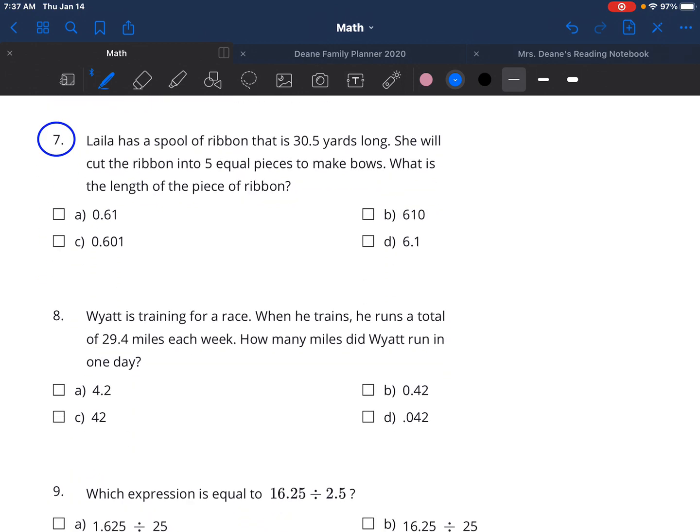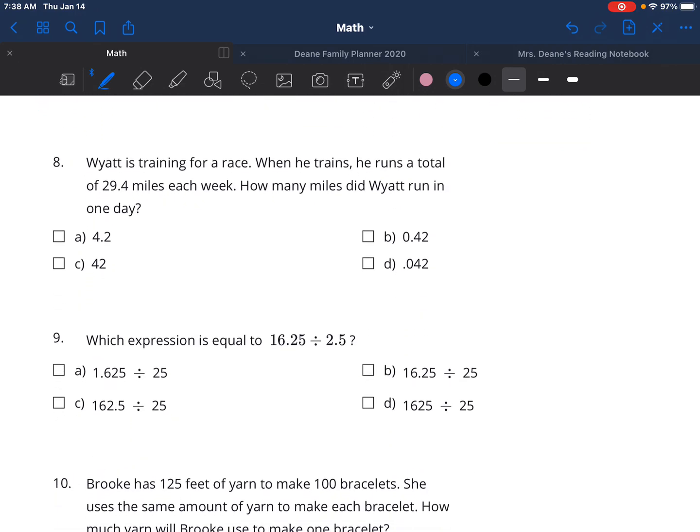Number 7, Layla has a spool of ribbon that is 30.5 yards long. She will cut the ribbon into 5 equal pieces to make bows. What is the length of the piece of ribbon? So all you have to do is divide 30.5 divided by 5.